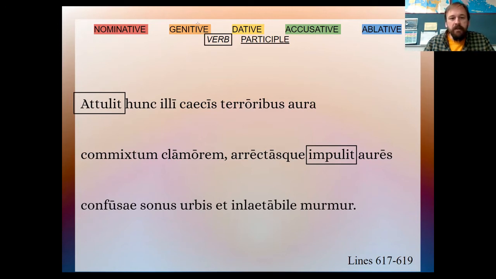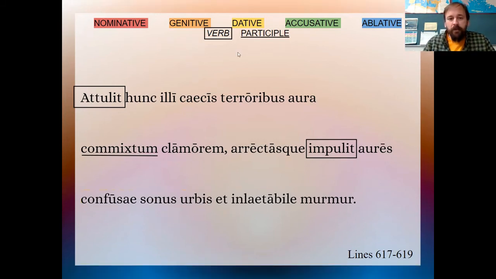Next thing I'd like to do is look for participles, right? Something that comes from a verb, but it ain't a verb right now. Hunc illi caecis terroribus. Terroribus might be, but here is actually a noun. Commixtum comes from a verb that means to mix up or to mingle, something like that. We got 1 participle here describing it's a mixed up something or other. Having been mixed up, it's PPP. 2 verbs, something brought, something pushed, struck.